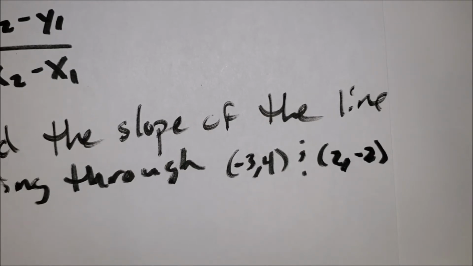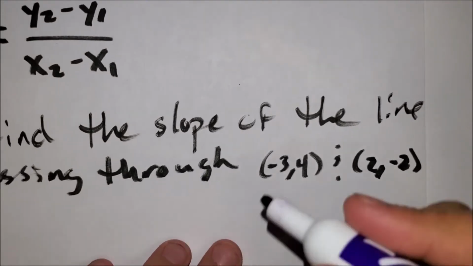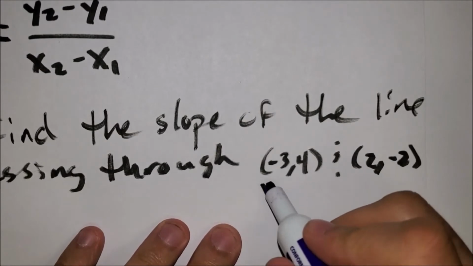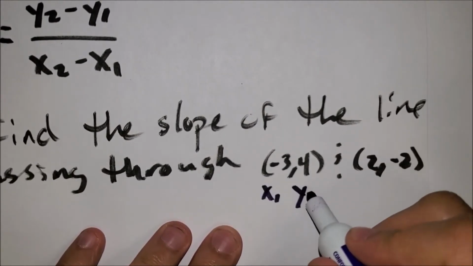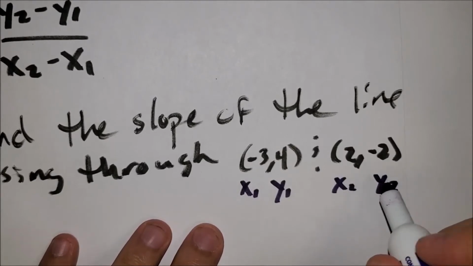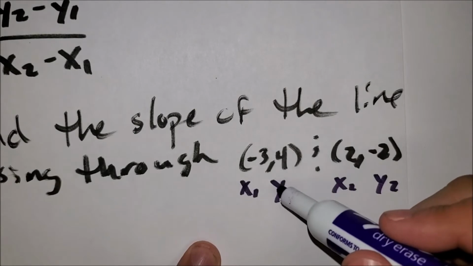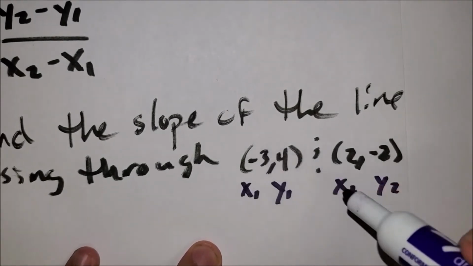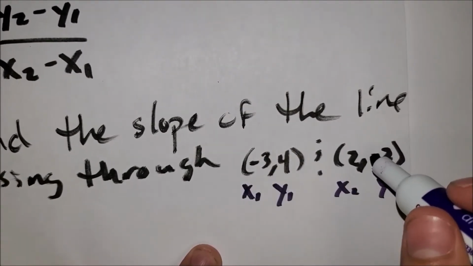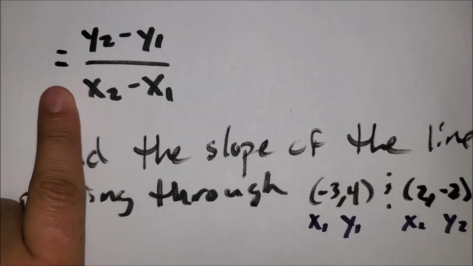So first we start off with labeling our points as either x1, y1, and x2, y2. I'm going to go ahead and just say this one's x1, y1, and this one's x2, y2. So that means that we're going to put for y1 4, for x1 -3, for y2 is going to be -2, and x2 is going to be 2.